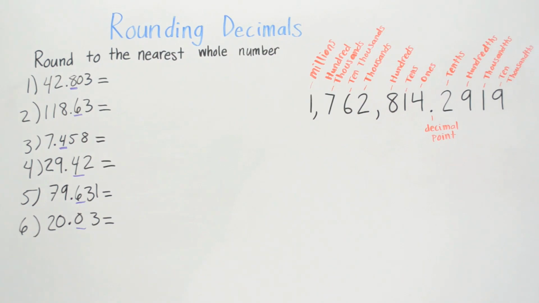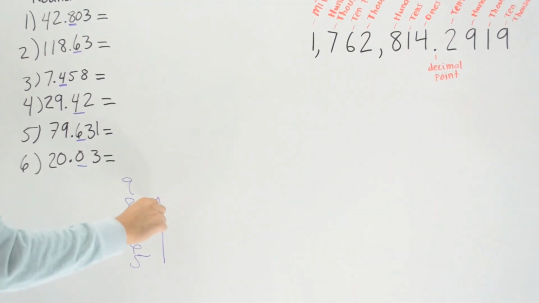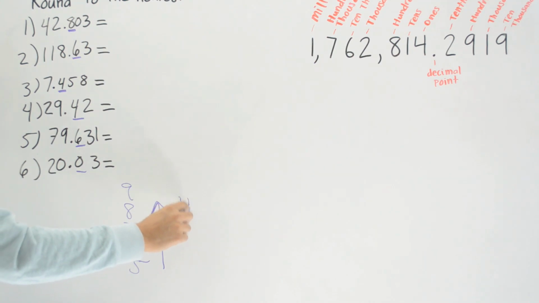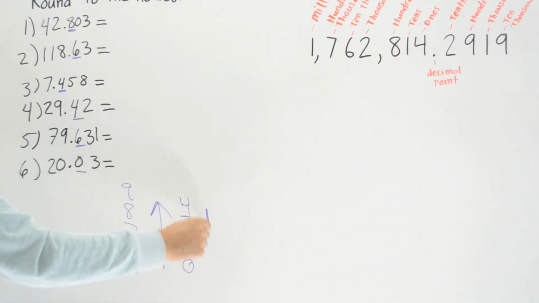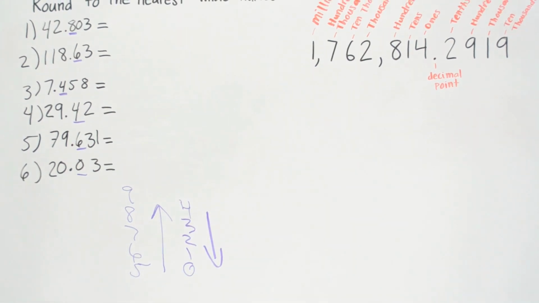If we have 4, 3, 2, 1, 0, we are rounding down. I'm going to write it right here so you can have an idea. Remember that when we're on 9, 8, 7, 6, 5, we are rounding up. And when we have 4, 3, 2, 1, and 0, we're going to be rounding down or leaving it the same.